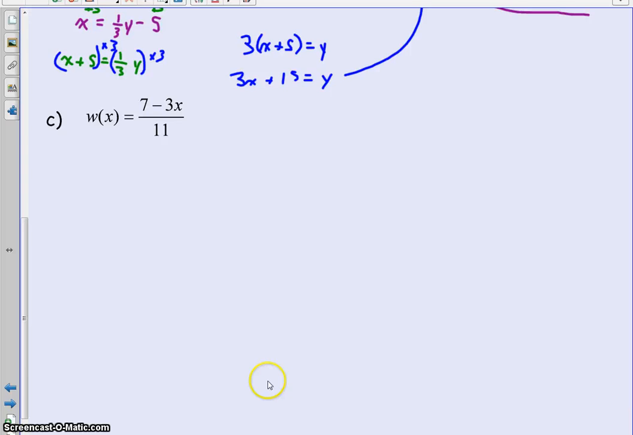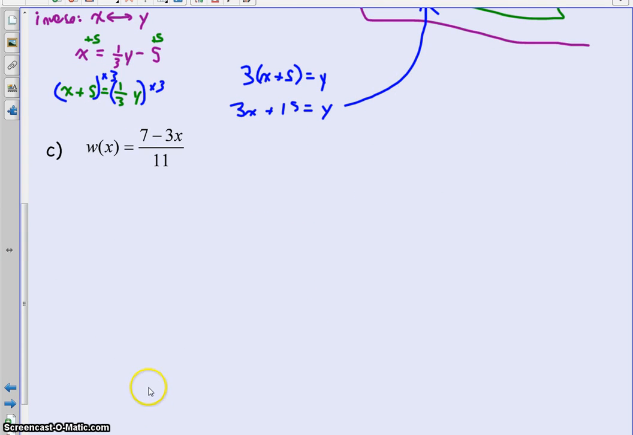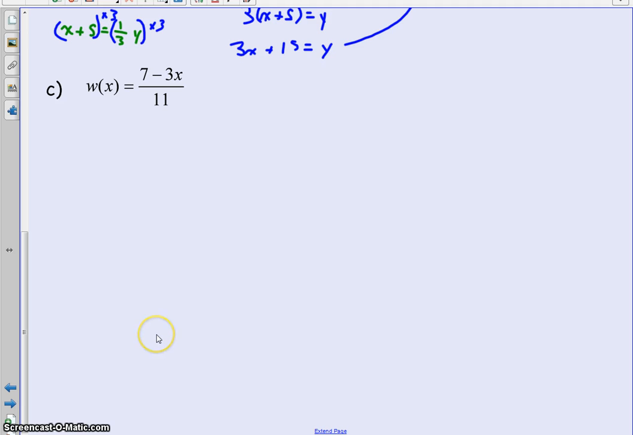Okay, so now looking at C down here, it's very similar to B. I'd like you to try this on your own. So you can use whatever method you like. You can use the input-output diagram, you can use the algebraic way of interchanging x and y, then isolating for y. And whichever one you prefer, go through it and try and find the equation of the inverse, and push play when you're ready to go through it together.